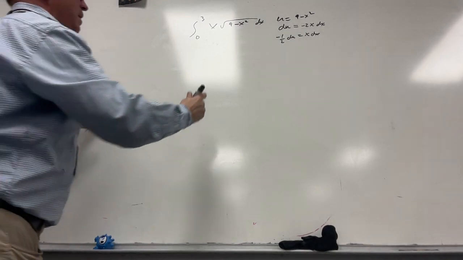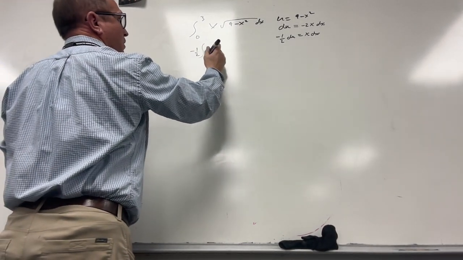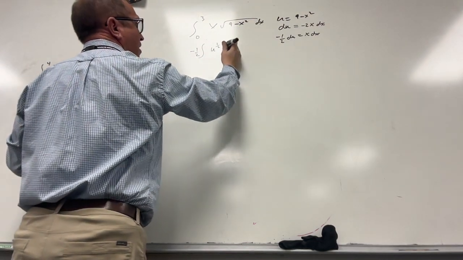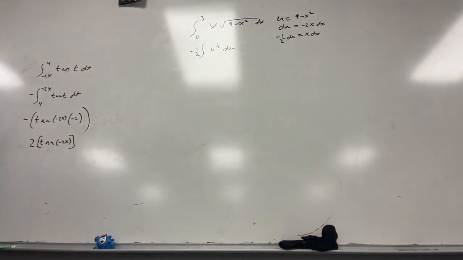So at this point right here, I've now got the integral of negative 1/2 of u to the 1/2 du. Is everybody okay with that?